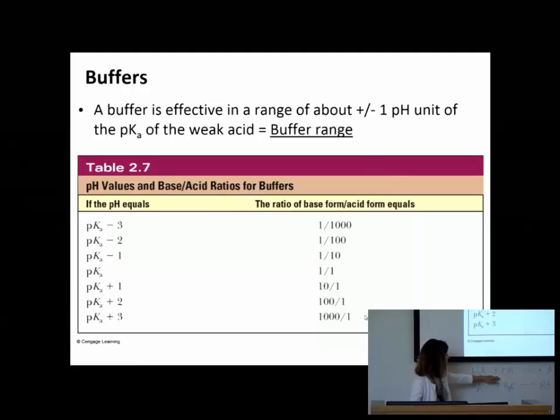So the buffer range is about plus or minus 1 pH unit from the pKa. So if I know that I have to work at pH 8, then I would search for a buffer with a weak acid that had a pKa of between 7 and 9. Just telling you, in reality, when you're working in the lab, people throw that out of the window, and it's 2 pH units. No one will criticize you if you're 2 pH units out. At least I wouldn't. But once you get beyond that, people will say, you're crazy.